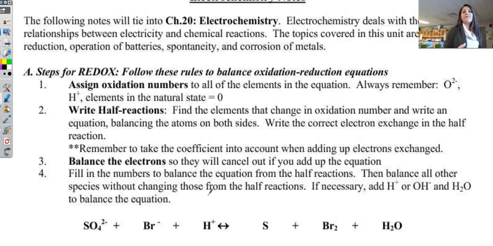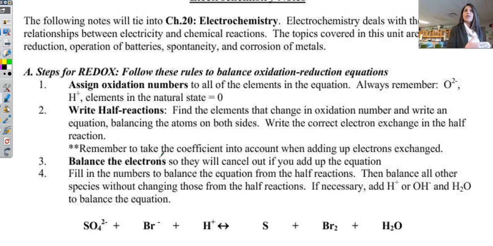Step 2 is you write your half reactions. And you always want to make sure that you balance your atoms when you write your half reactions. Once those are written, you balance your electrons. Why? Well, just like I said right at the beginning, this is about the movement of the electrons. So you're not going to lose 2 electrons and then gain them somewhere else. They have to be gained somewhere else, okay? So we want to make sure that we use what I call the LCM, or the least common multiple.